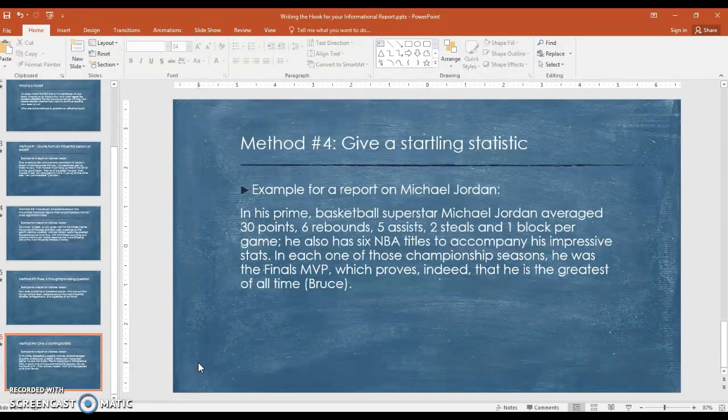And then I got that information. I don't know those facts off the top of my head. So you can see that I cited Bruce as my source. Okay, so on my Works Cited page, I would expect to see a Works Cited entry that begins with the name Bruce.